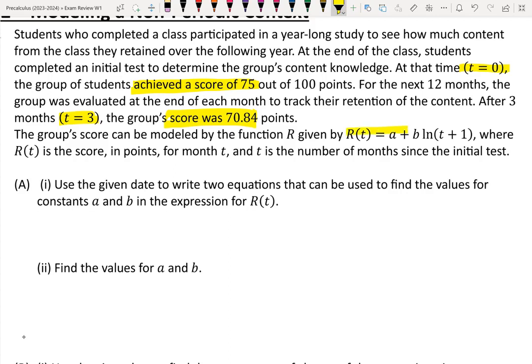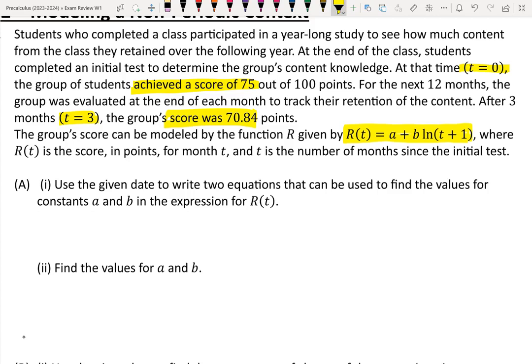So then we have this. That's an important piece of information. There's our function model. So now we know we are using a logarithmic. They told us that we could potentially have a polynomial, piecewise, logarithmic, or exponential, and they've given us a logarithmic model here, where r of t is the score in points for month t, and t is the number of months since the initial test.